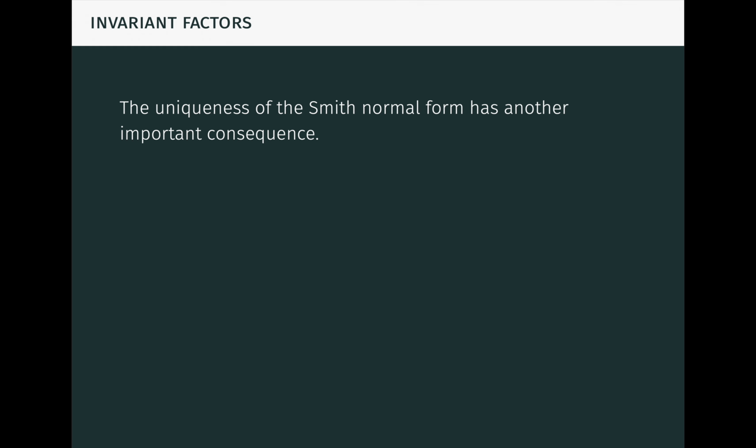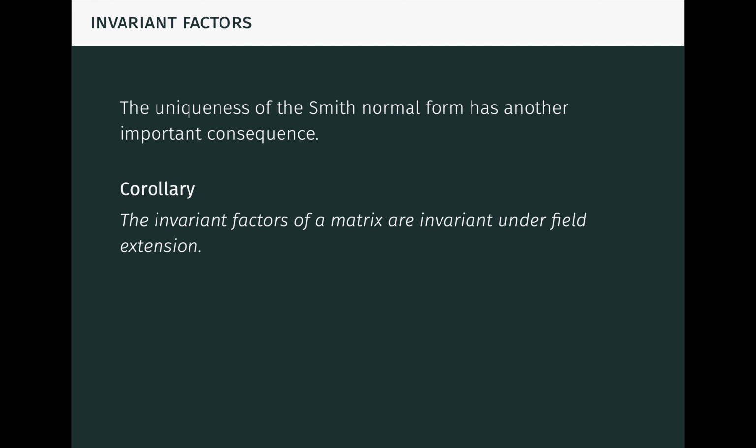The uniqueness of the Smith normal form has another important consequence. Namely, the invariant factors of a matrix are also invariant under field extension. Why is this? Well, a Smith normal form over the base field remains a Smith normal form over the extension field. And since there's only one over the extension field, it's the same one. So the invariant factors are the same.